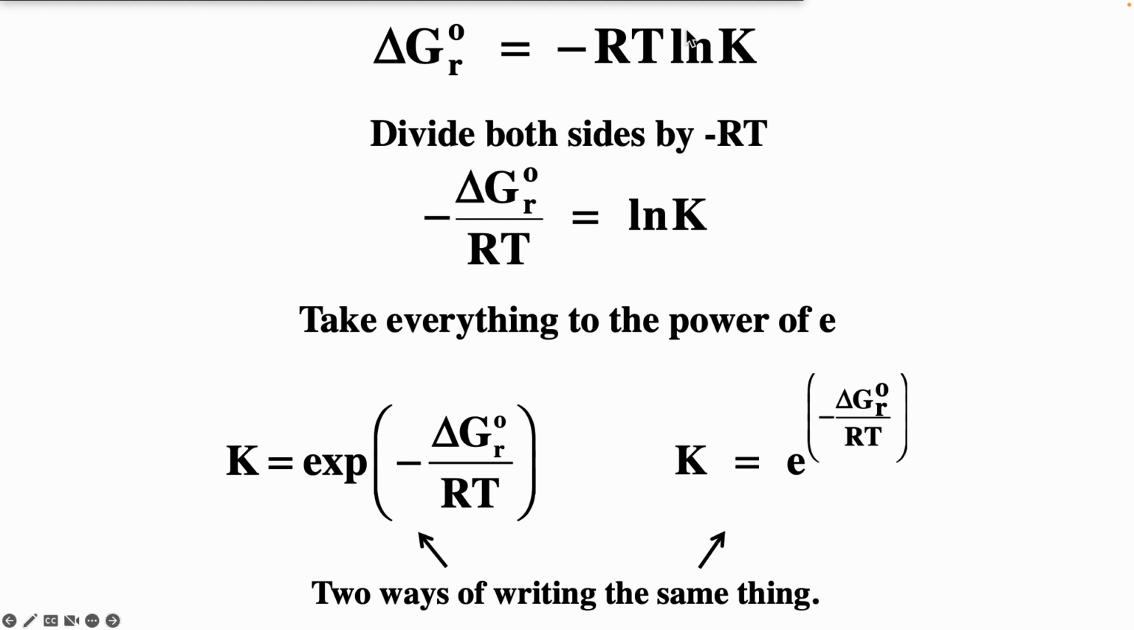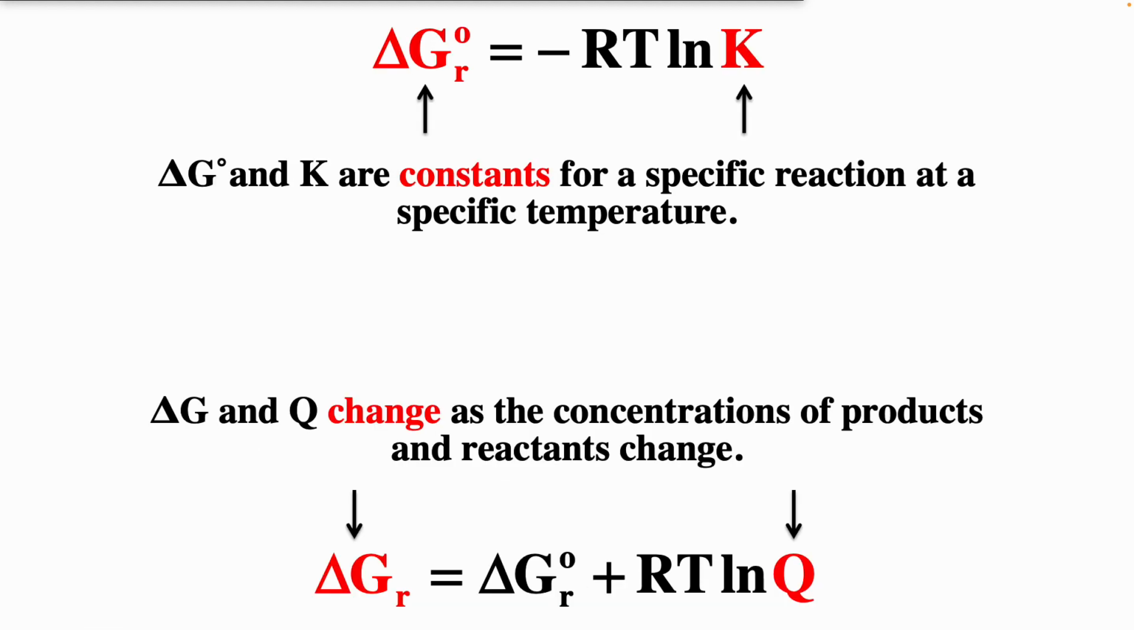If we start with this equation, divide both sides by RT, and then take everything to the power of e, we get K is equal to e to the power of minus delta G naught over RT. This, where we have exp of minus delta G naught over RT, is the same as e to the power of minus delta G naught over RT. Given K, we can calculate delta G naught. Given delta G naught, we can calculate K. Delta G naught and K are constants for a specific reaction at a specific temperature. Delta G non-standard and Q change as the reaction proceeds.